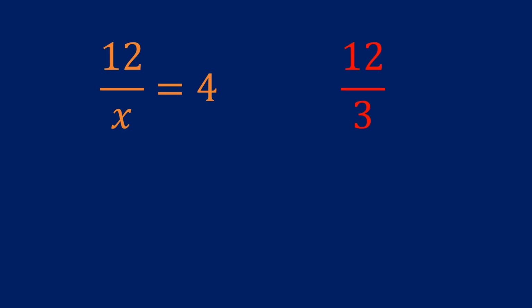So try this one. If 12 divided by x is 4, what is the value of x? 12 divided by what number is 4? Well, 12 divided by 3 is equal to 4. So, mentally we could see that x is equal to 3. But go ahead and pause the video. Show your work. Prove that x is equal to 3.